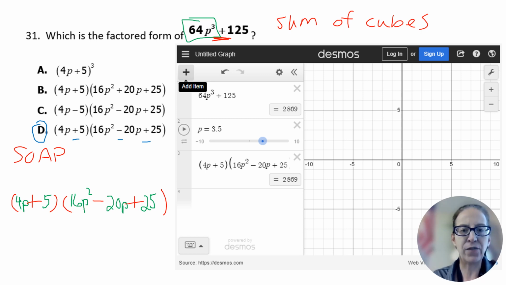4p minus 5, and then this is a minus 20. That is obviously not right. And then answer choice D, so you can see the correct answer choice looks like that. But B and D are both really, really close. So that's a little bit trickier.